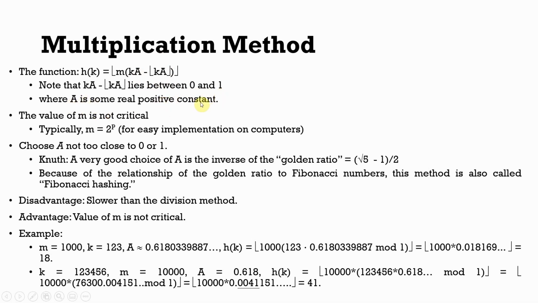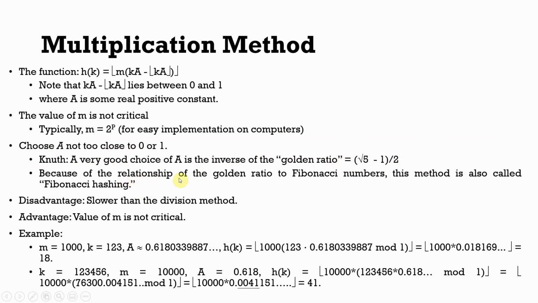A is some real positive constant. The value of m is not very critical. Typically we choose 2 to the power p, for easy implementation on computers. And we choose A not too close to 0 or 1. A very good choice, given by Dr. Knuth, is the inverse of the golden ratio, the square root of 5 minus 1 over 2. This is usually the value that is used for A.